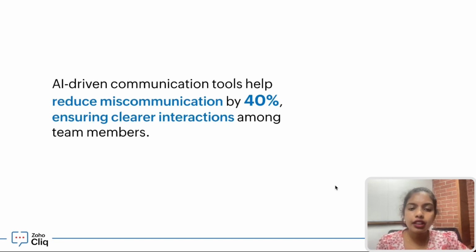Well, AI-driven communication platforms or tools can help reduce miscommunication by an impressive 40%. So this significant improvement ensures that interactions among team members are clearer and, most importantly, more effective. So when we eliminate misunderstandings, we not only boost productivity, but also foster strong relationships within our teams.